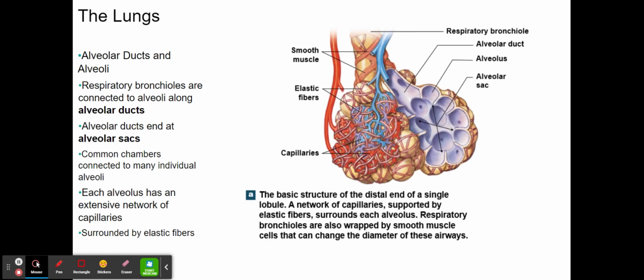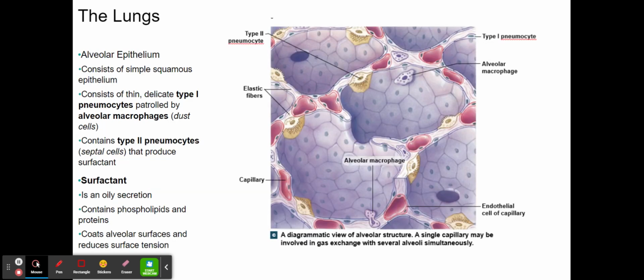When these fibers recoil during exhalation, they reduce the size of the alveoli and help push air out of the lungs. The alveolar epithelium consists mainly of simple squamous epithelium. The squamous epithelial cells, called type 1 pneumocytes or type 1 alveolar cells, are unusually thin and are the sites of gas diffusion. Roaming alveolar macrophages, or dust cells, patrol the epithelial surface. They phagocytize any particles that have eluded other defenses.